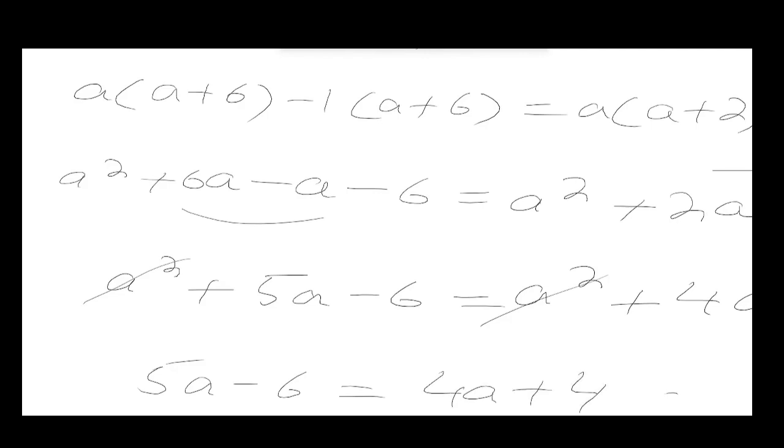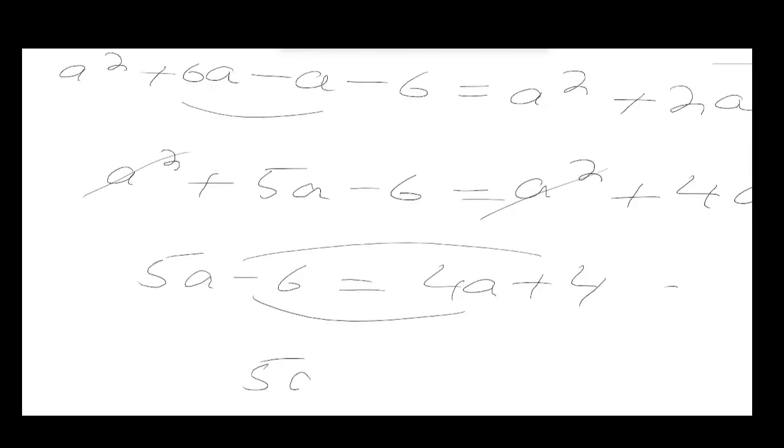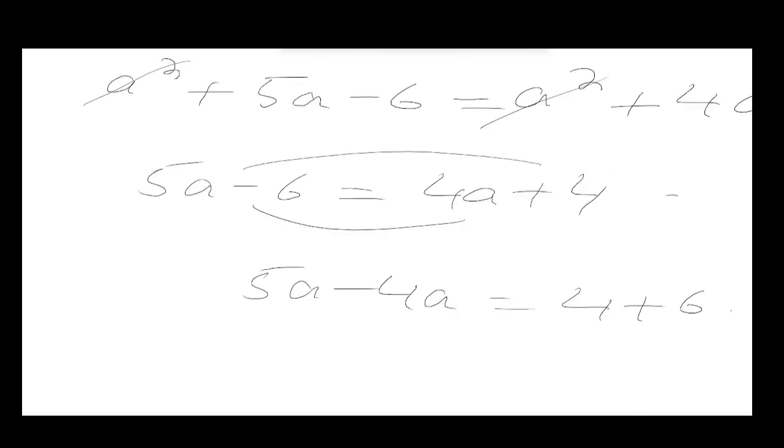So now this minus 6 will go to the right while the 4a will go to the left. So what can we do here? We will write 5a minus 4a is equal to 4 added with 6. So 4 added with 6 is equal to 10, and 5a minus 4a is equal to a only. So that means that the value of a is equal to 10, and this will be our final answer.